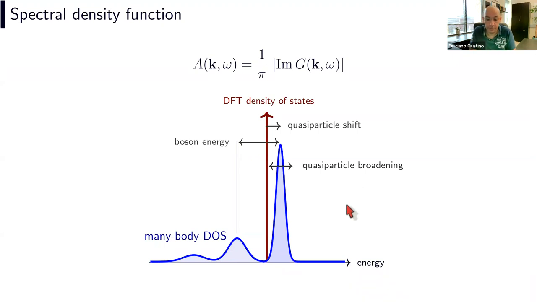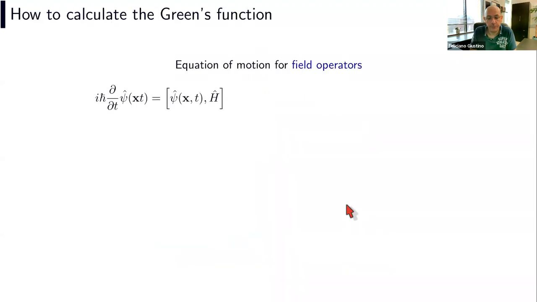So the next question is, how do we obtain this Green's function and this spectral function? The way it works is quite straightforward. In practice, we define field operators that depend on time by simply using the Heisenberg representation. And then from that, you can derive the equation of motion for these field operators. Essentially, it's like a Schrodinger's equation for these operators.